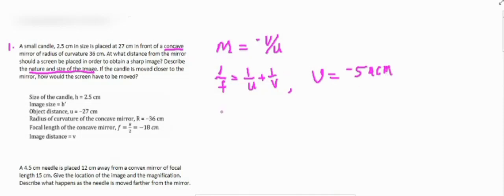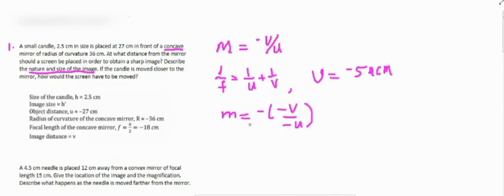Then you find the value of m using the formula m is equal to minus v by u. If m is negative, then it is a real image, and if m is positive, then you will get a virtual image. Here you will get minus of minus v divided by minus u, so definitely you will get a negative value. Negative value means the image is real, inverted.